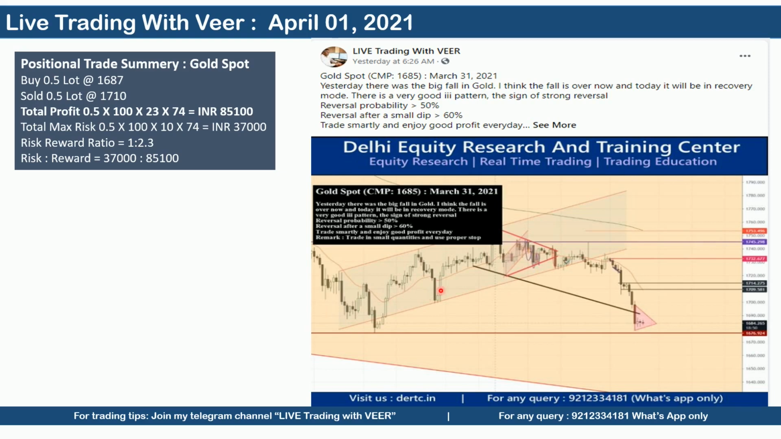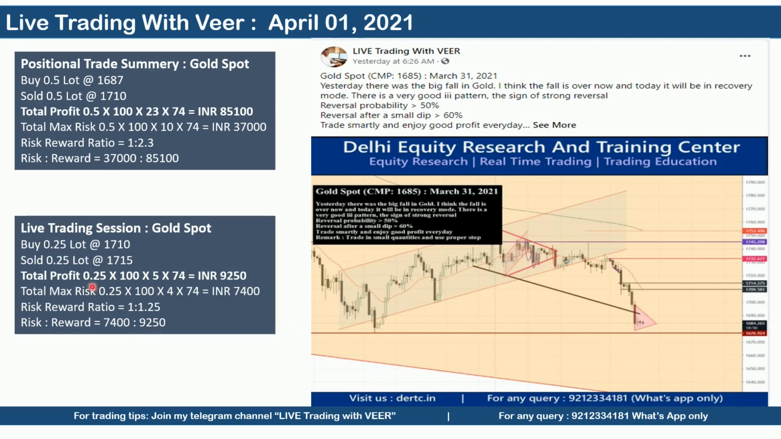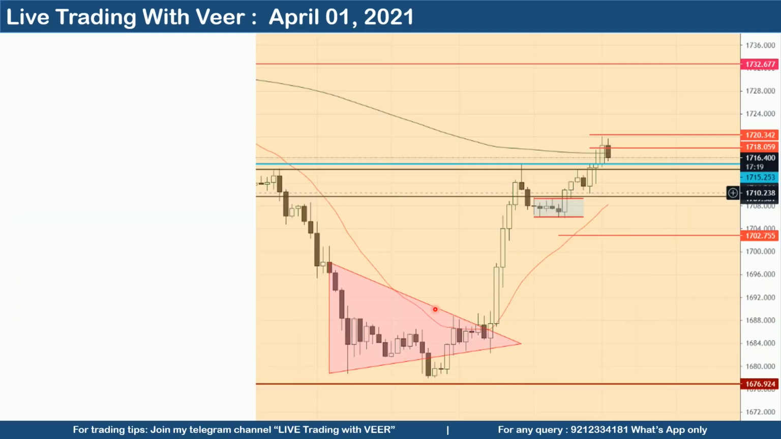This was the first trade, and the second one is from the live trading session. When the market arrived at this point, after struggling for 5-6 hours it showed some opportunity, so we took this trade also, and in that trade we earned around 9,250 rupees. So let's discuss both trades in detail.